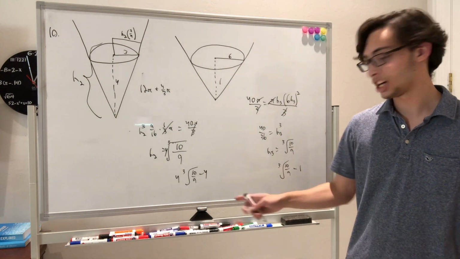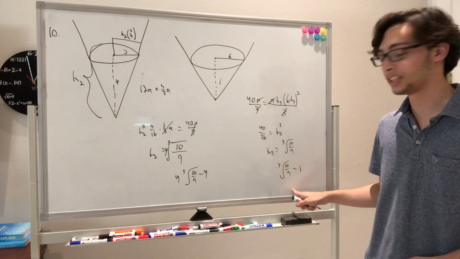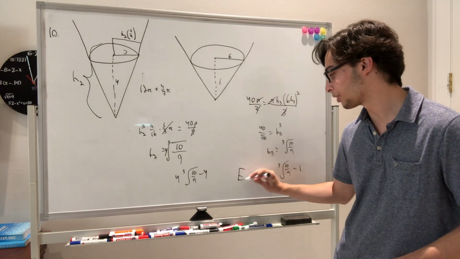And, well, we see the ratio is 4 to 1 because this is 4 times this. So the ratio is 4 to 1, and our answer choice is E, and we're done with the problem.